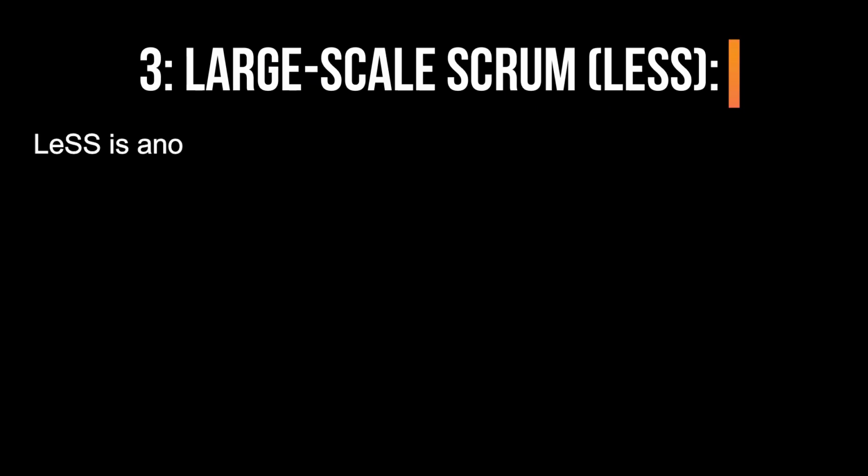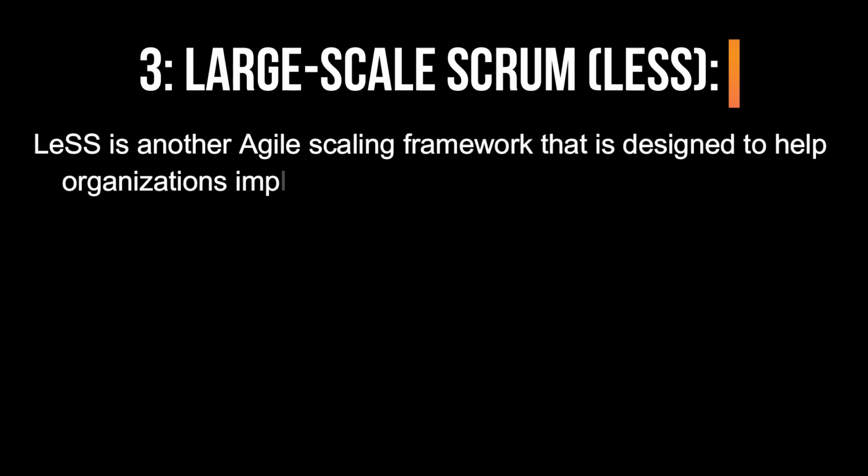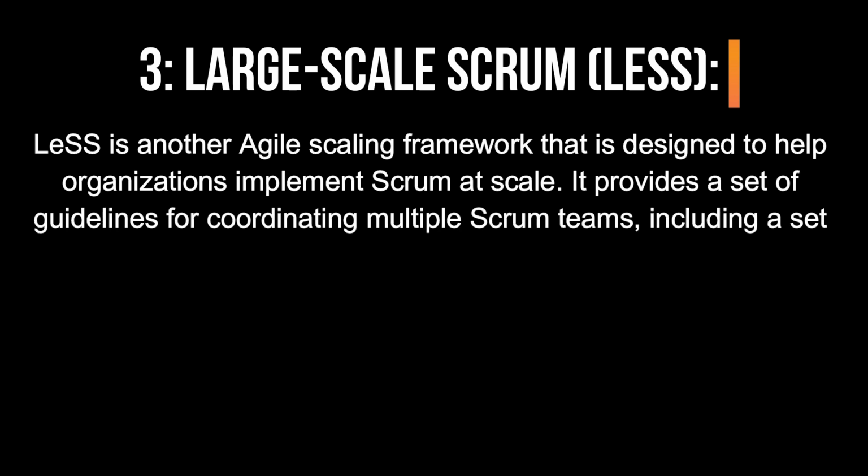3. Large-Scale Scrum. LeSS is another Agile scaling framework that is designed to help organizations implement Scrum at scale. It provides a set of guidelines for coordinating multiple Scrum teams, including a set of roles, ceremonies, and artifacts.